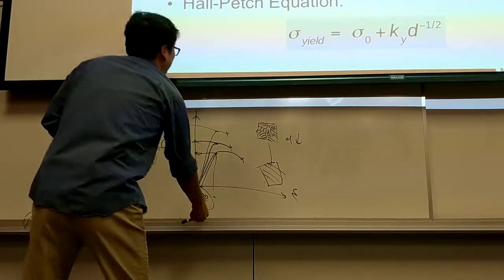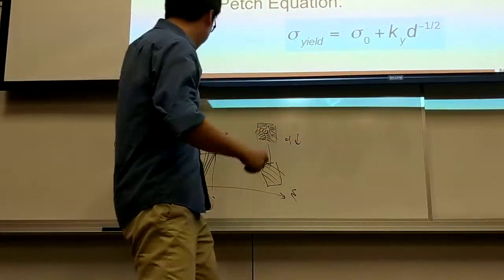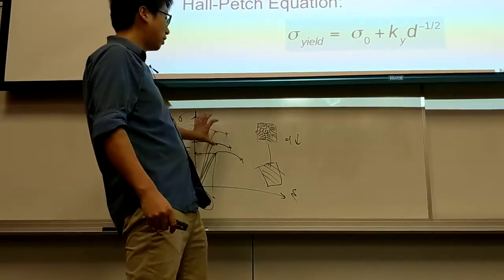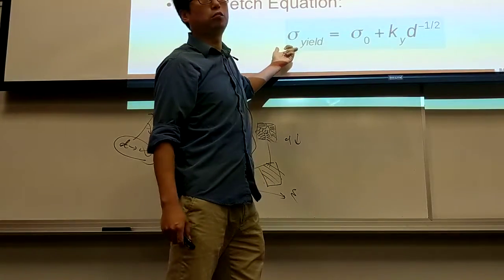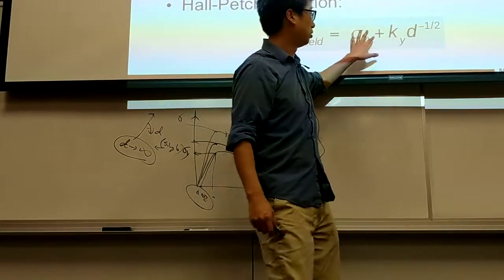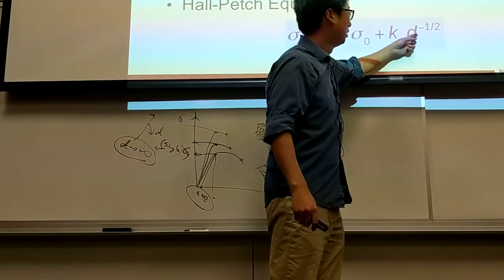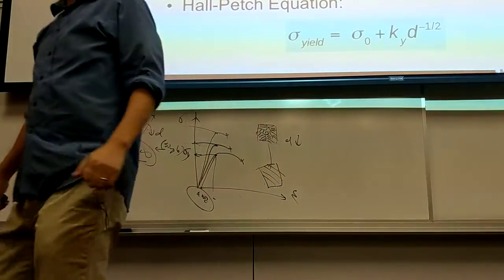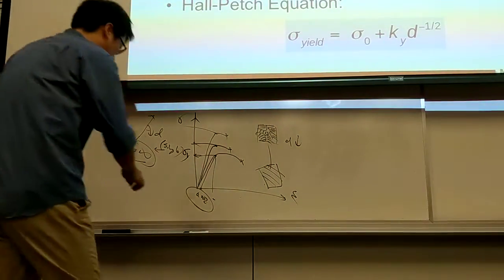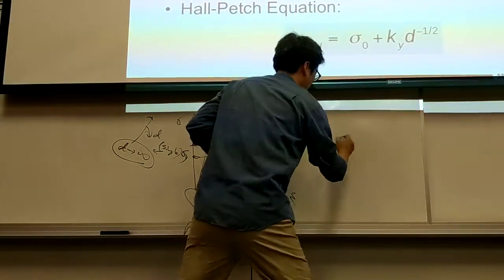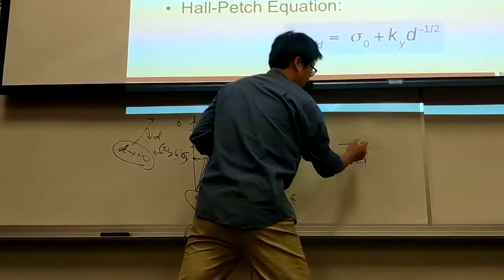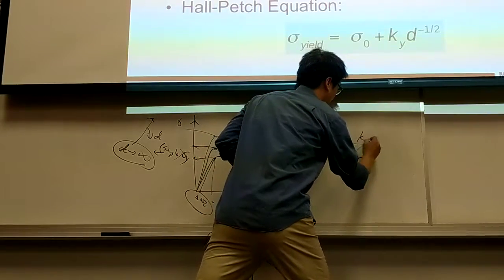And so if you plot the corresponding yield strength as a function of diameter, then you will find the following relationship: the yield strength is equal to some constant plus the corresponding ky times 1 over the square root of d. Okay, this is very important. It's not the square root of d; it's the square root of d in the denominator, right? And the ky.